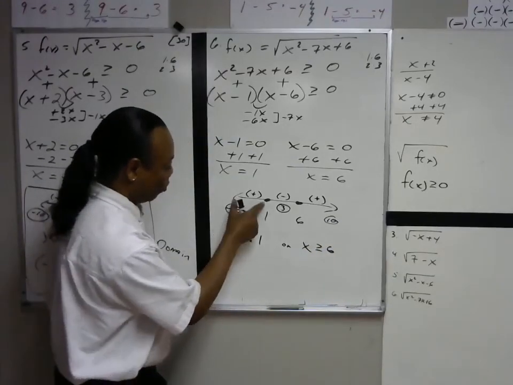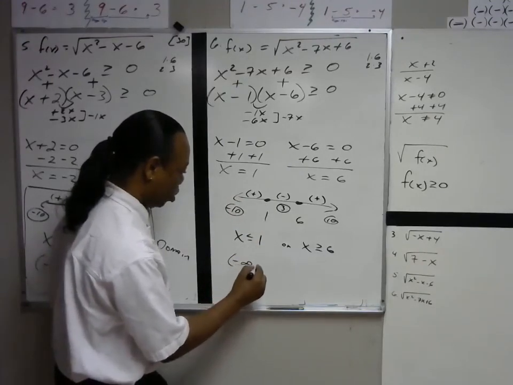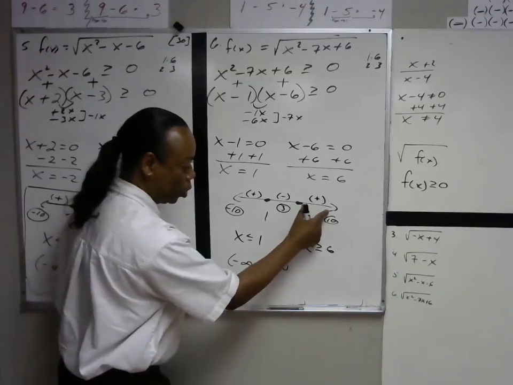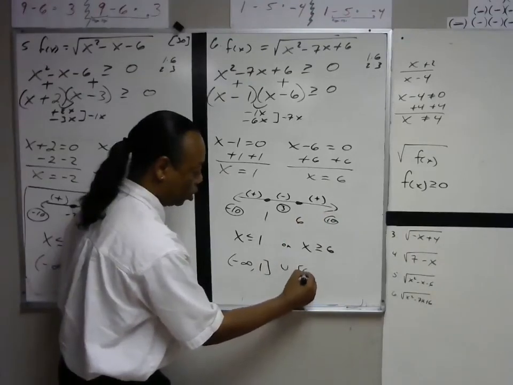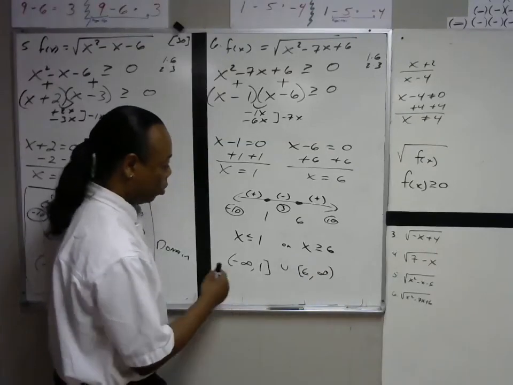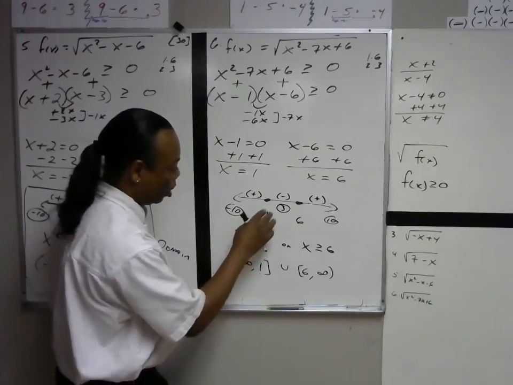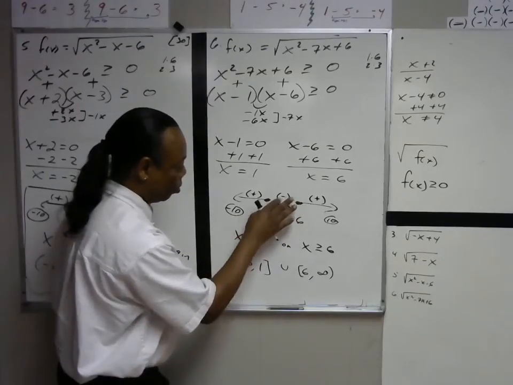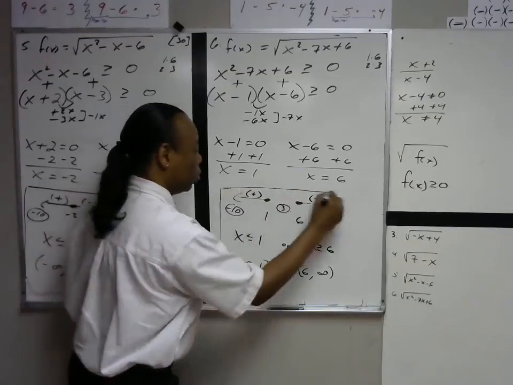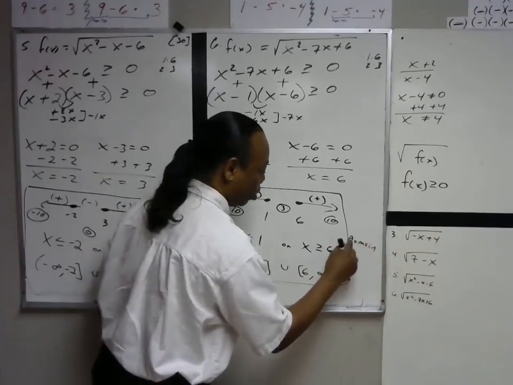Furthermore, the interval notation for this portion right here, the domain, will be negative infinity to 1, bracket, union with this portion right here, which is positive, which will be bracket 6 to positive infinity. Okay. So this is the domain in interval notation, set notation, and the graphic domain. Let me just erase this little part right here. And so we can use this for the graph. Okay. So this is how we can express the domain. It looks a little weird.